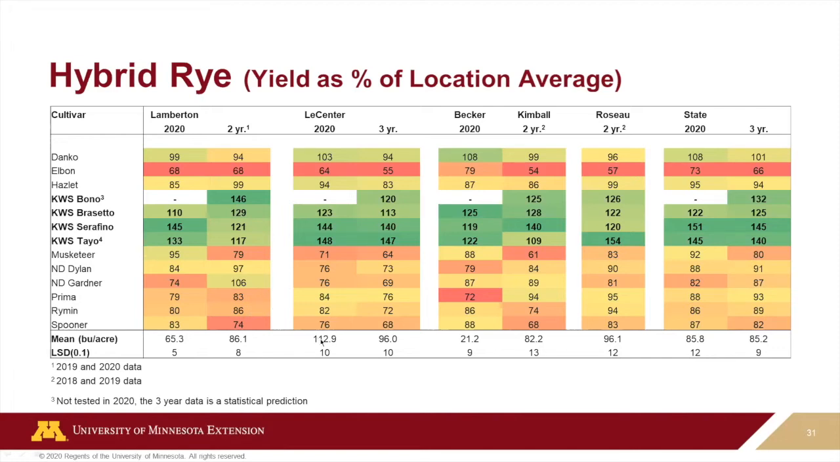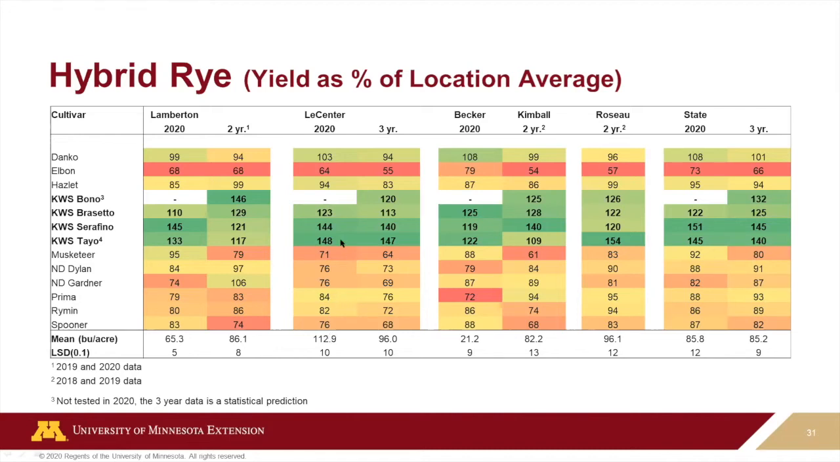Look at the yields here. So Lamberton in 2020, 112 bushels per acre in the plots. And the hybrids show about 40, 50% heterosis over the best pure open pollinated varieties, and Danko did very well this past year. But if we look at Rymin, that's almost doubling the yield. That's an awful lot of bushels.